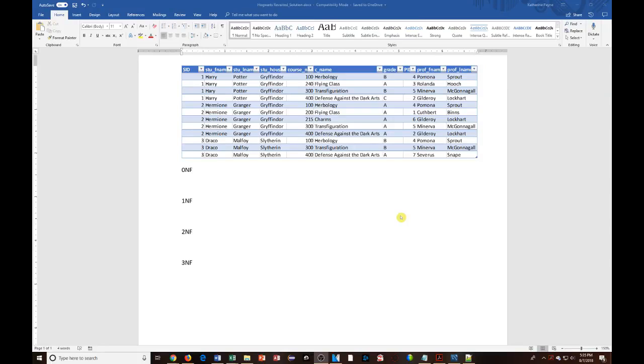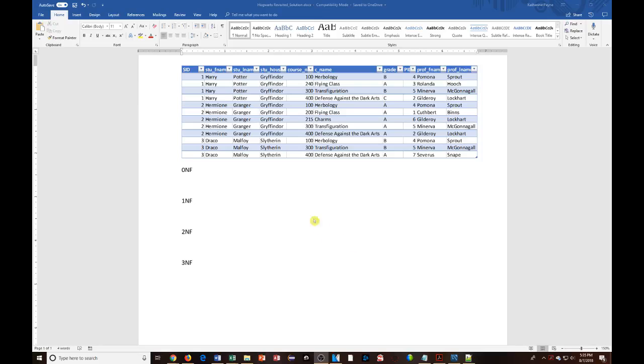In this video, we're going to revisit the Hogwarts example as a way to look at normalization. So the first thing we want to look at is all of the different attributes in the table. Here we have student ID, student first name, student last name, student house, course number, course name, grade, professor ID, professor first name, and professor last name.